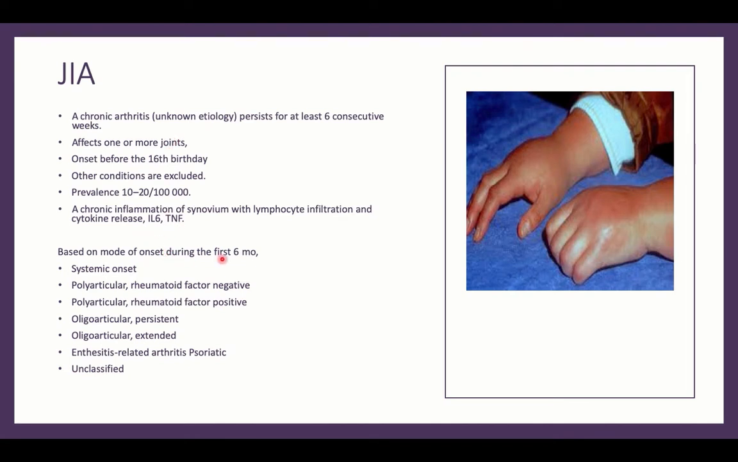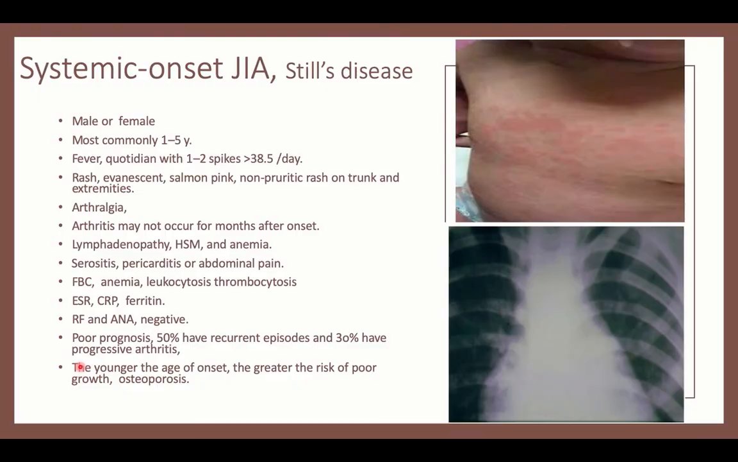Based on the mode of onset, during the first 6 months of presentation of JIA, we have these categories: systemic onset or Still's disease, polyarticular JIA, rheumatoid factor negative and rheumatoid factor positive, oligoarticular, which can be persistent or extended, enthesitis-related arthritis or ankylosing spondylitis, also the psoriatic JIA related to psoriasis, and some are unclassified. Starting with systemic onset JIA or Still's disease. Still's disease can occur in either male or female, with no sex predilection.